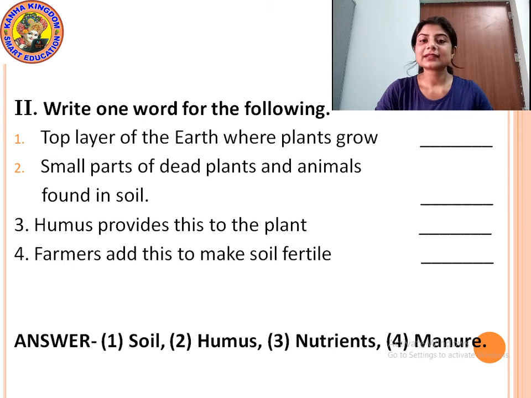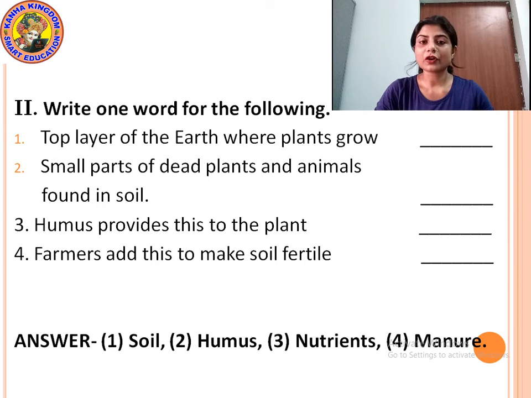Okay? Then number 3, humus provides this to the plant. What does humus provide the plant? It provides nutrients. N-U-T-R-I-E-N-T-S, nutrients. Okay? Number 4, farmers add this to make soil fertile. That is manure. M-A-N-U-R-E, manure. Understood? I will repeat my answers once again.